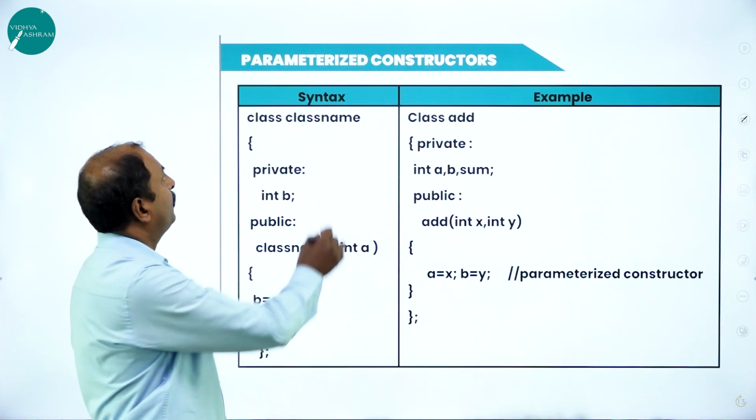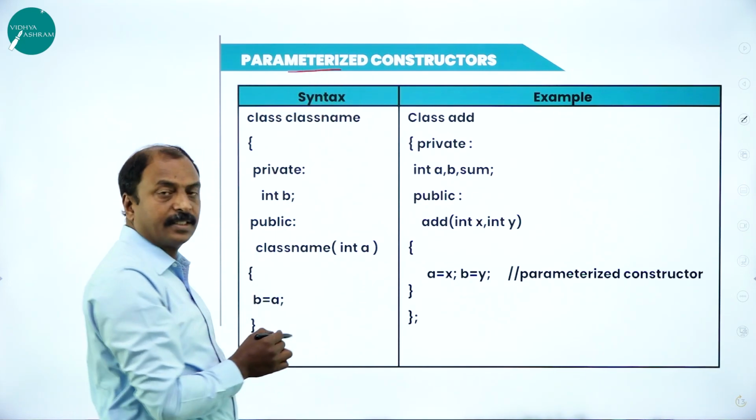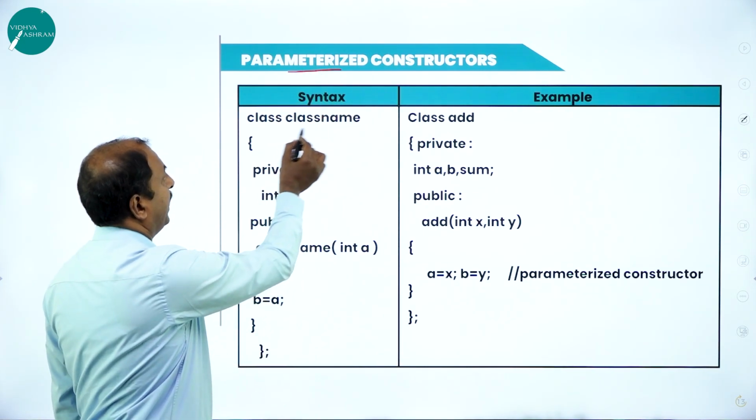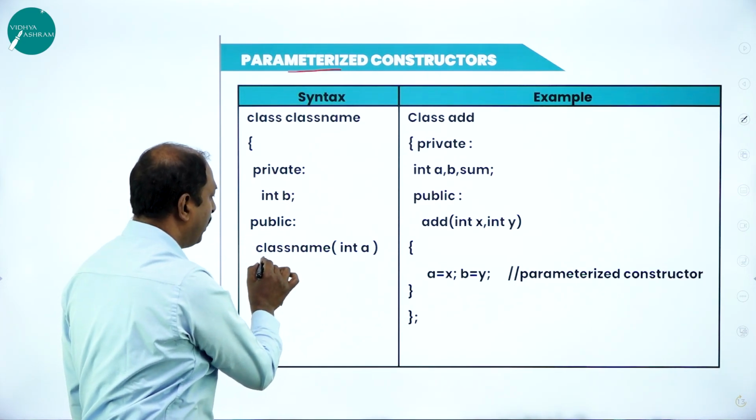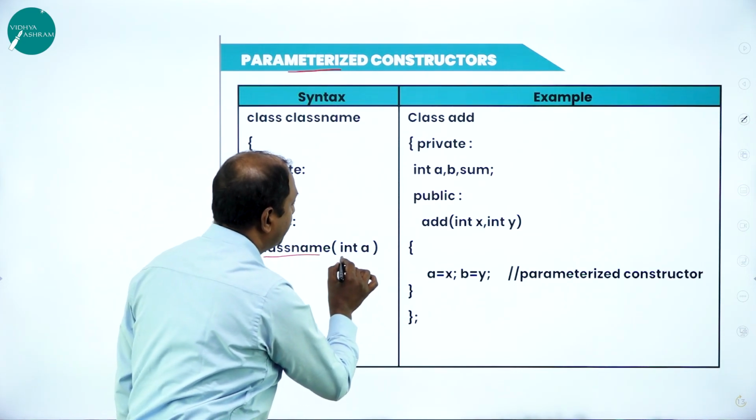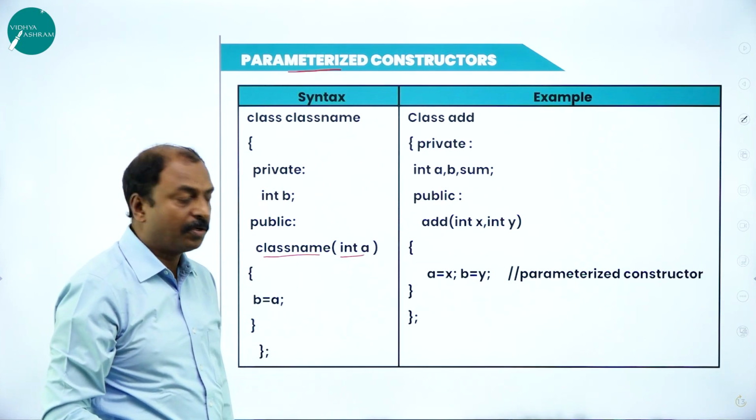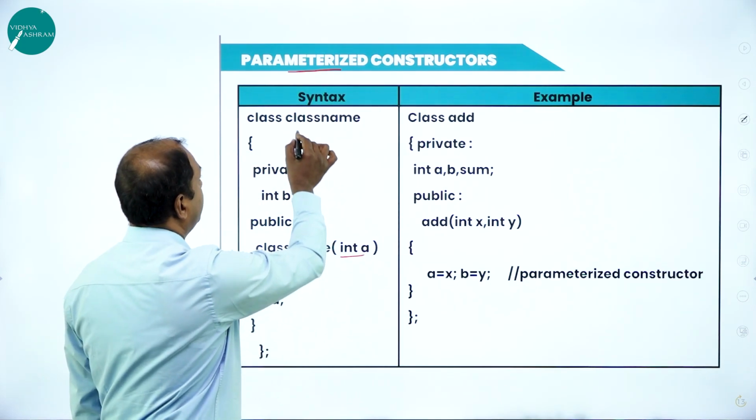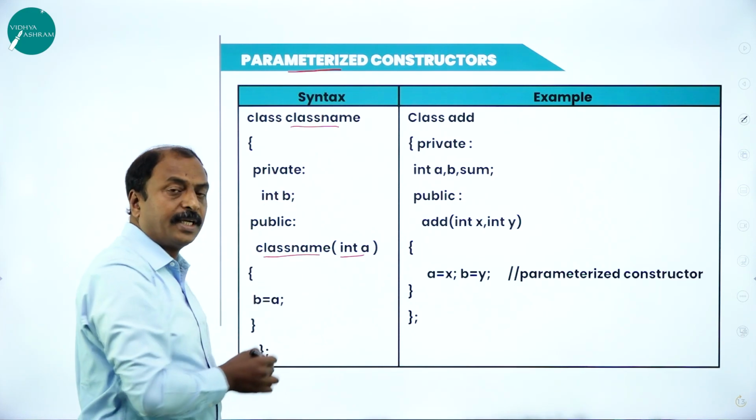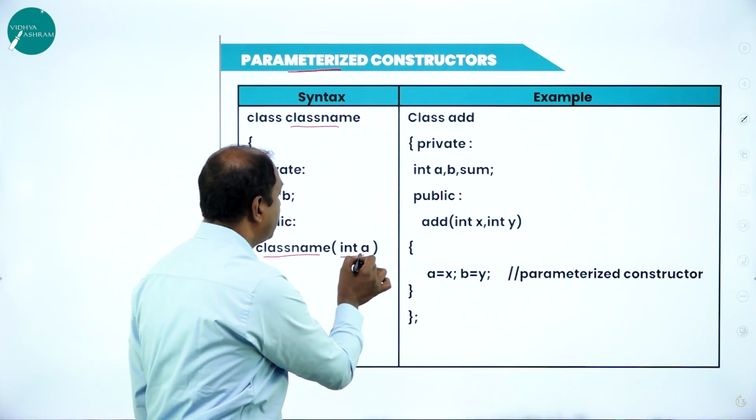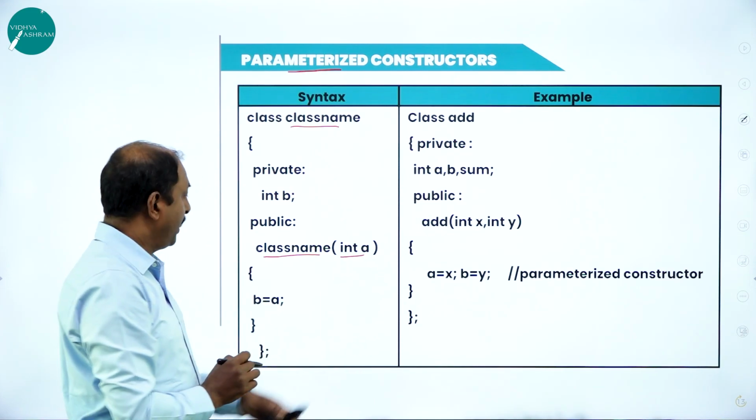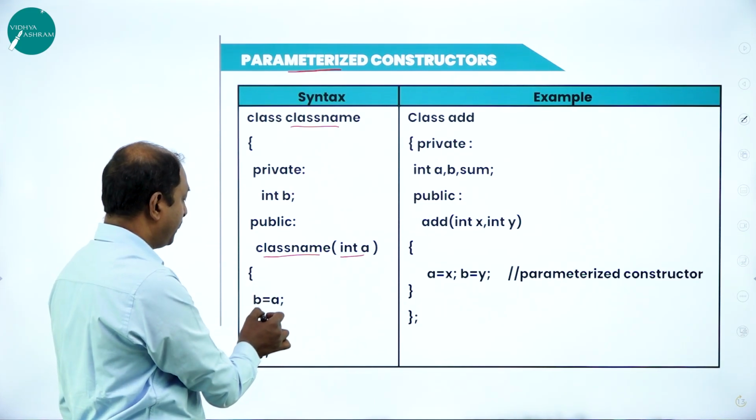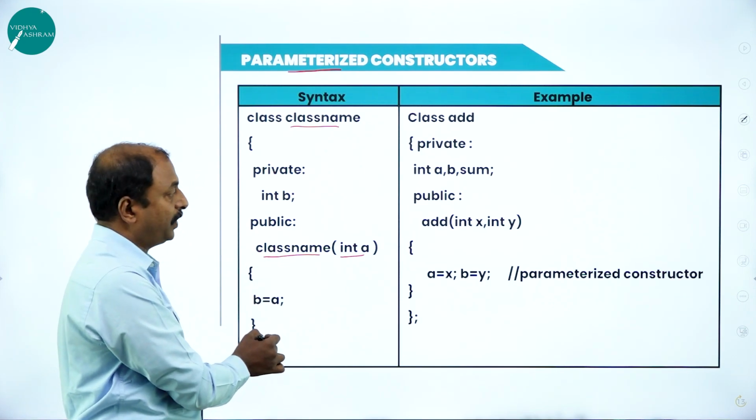Next one is the parameterized constructor. The syntax is class, class name, private, int b. Under public we have the class name, and inside the parentheses we have int a as one argument. So the class name and this class name are the same, so it is a constructor, and it has one argument, that is one parameter, int a. We assign values inside this and close the class with a semicolon.